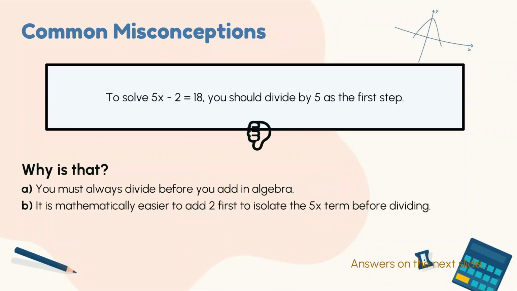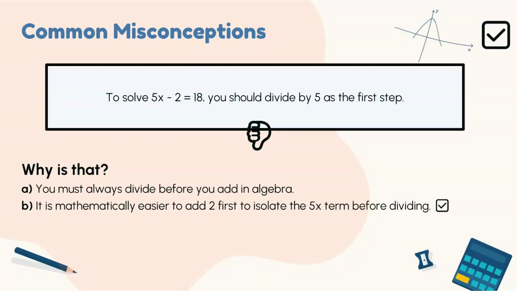The statement is false. The equation is 5x minus 2 equals 18. It is much easier to add 2 to both sides first. That gives 5x equals 20. Then we divide by 5. So x equals 4. If we divided by 5 straight away, we would have to divide every term by 5, including the negative 2, which makes the equation more awkward.